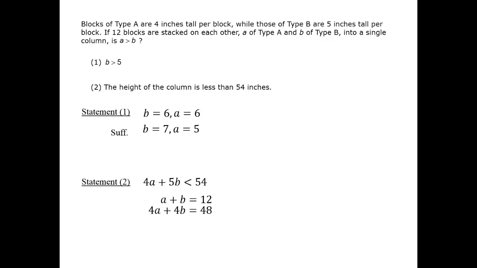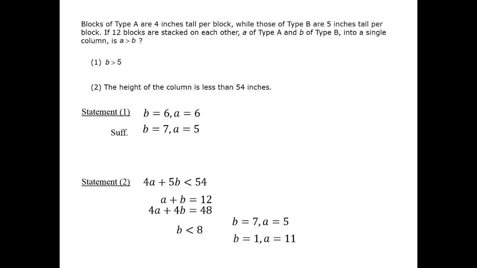Now, subtracting that from the original inequality, we see that statement 2 is actually telling us that b must be less than 8. Then we can examine cases. In one possible case, b is 7 and a is 5. In another possible case, b is 1 and a is 11. Both are permitted by statement 2 because b is less than 8 and the sum of the blocks is 12, the total number of blocks.